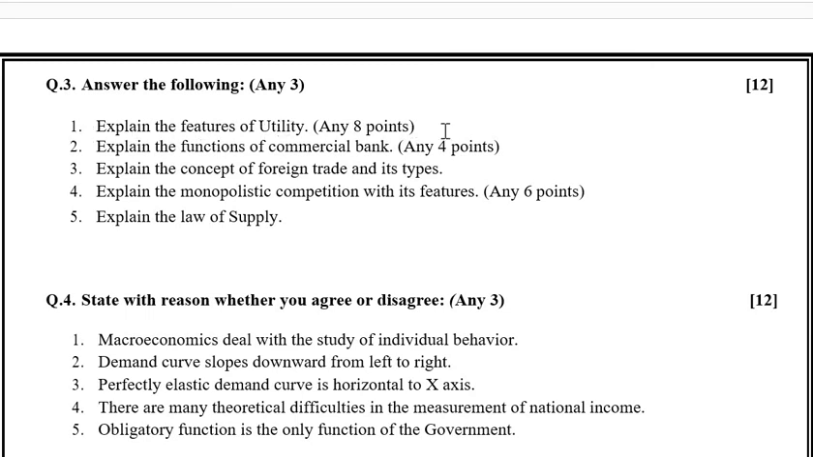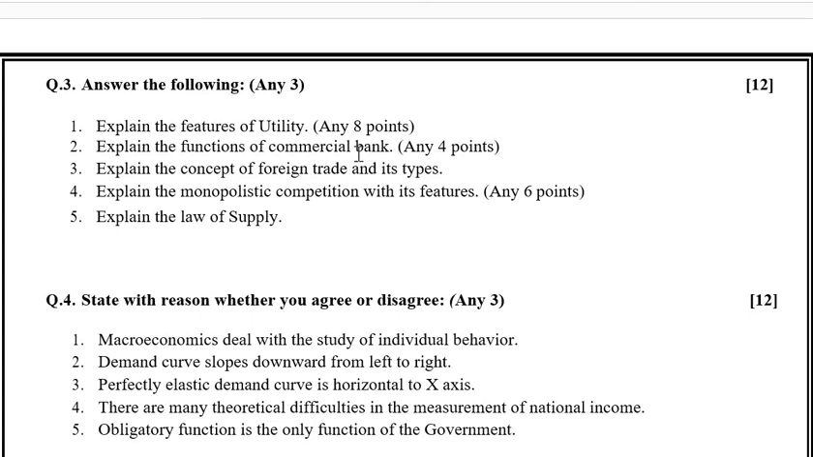Any 8 points here they have already mentioned, students, but if these points are not mentioned, then I think the best is 5. But here they have mentioned it and it is 4 marks, so half a mark for each point. That's why they have asked here for 8 points. So any features of utility, any 8 points.